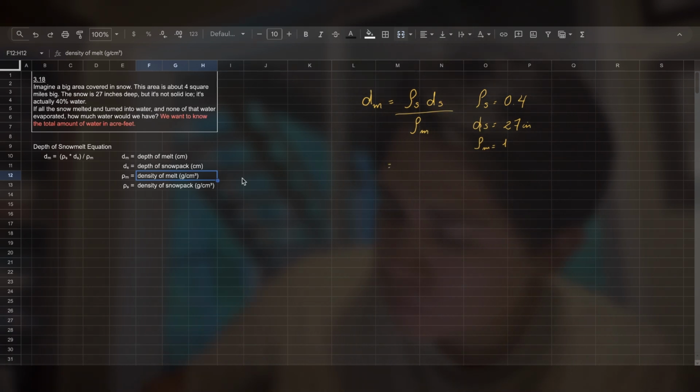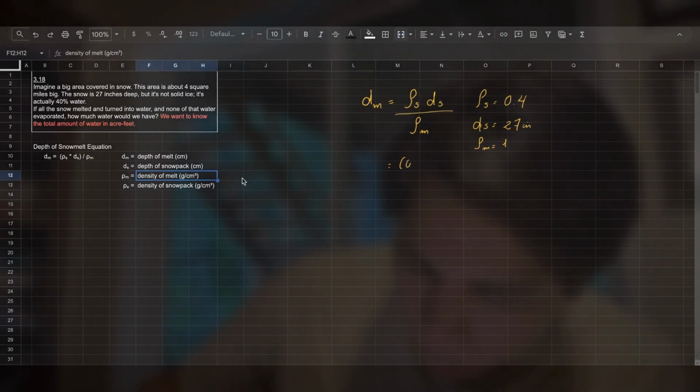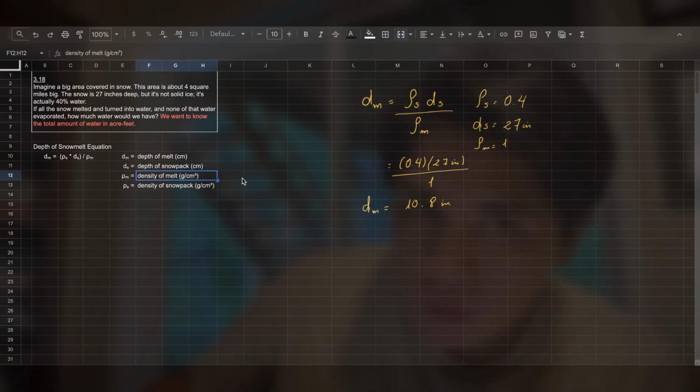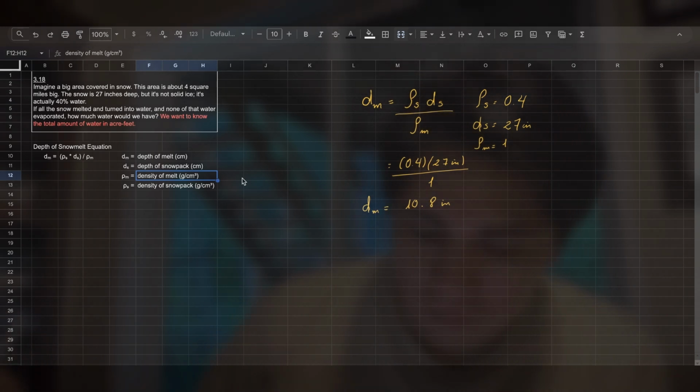So all we need to do now to find the depth of water that this snowpack is going to produce will be 0.4 times 27 inches over 1. So the depth of the melt is about 10.8 inches. But we're being asked for the total amount of water in acre feet.